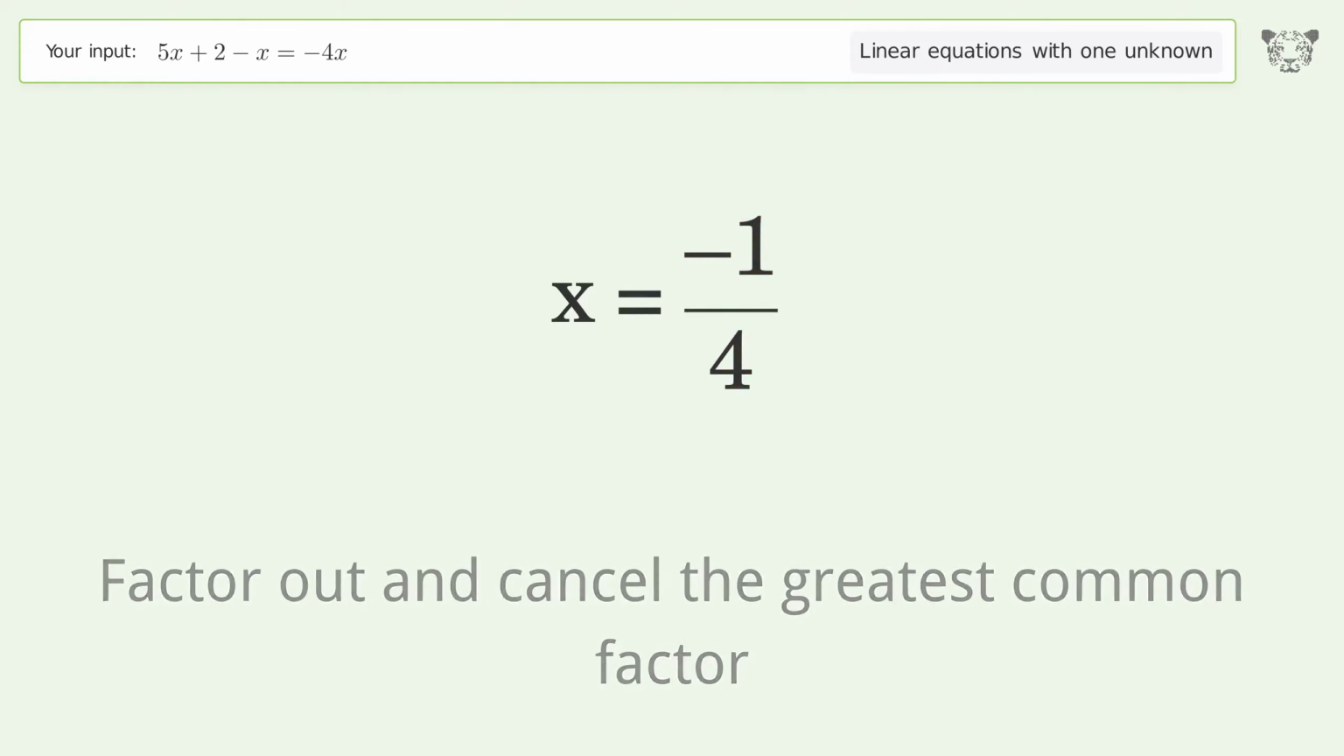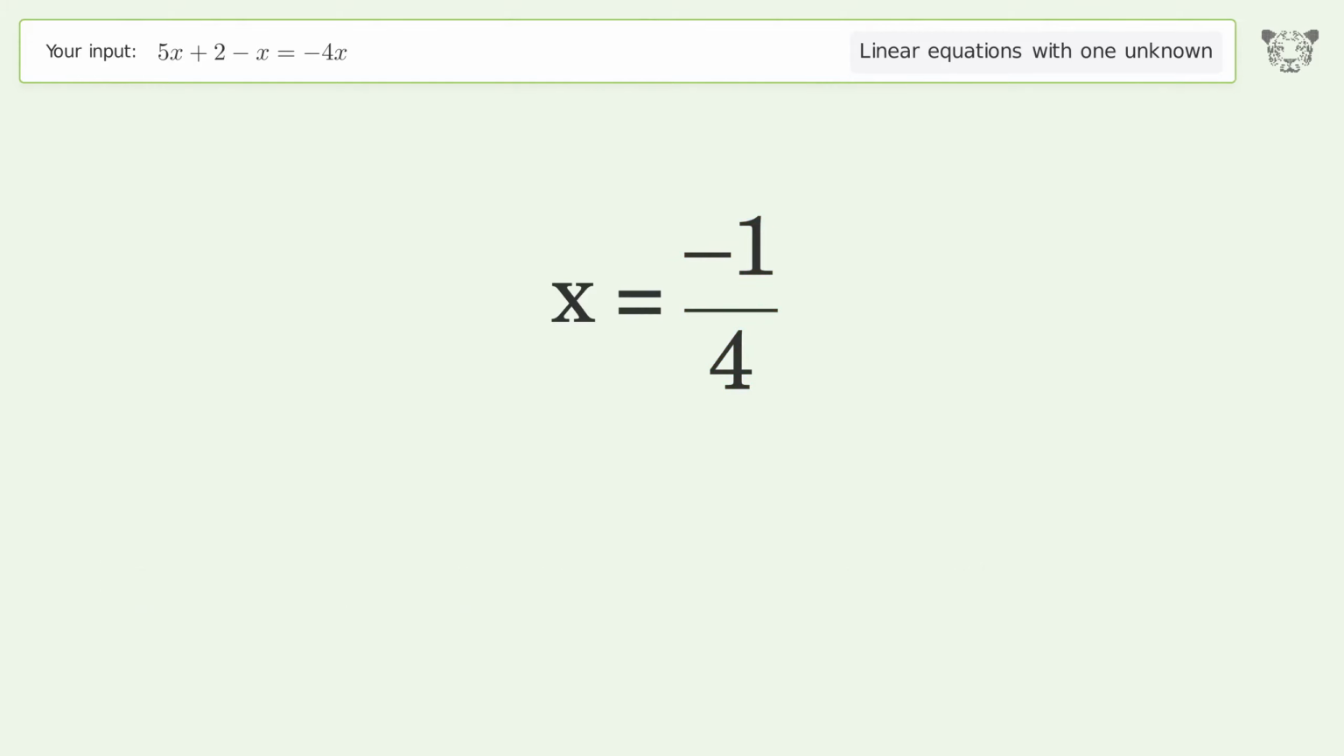And so the final result is x equals -1/4.